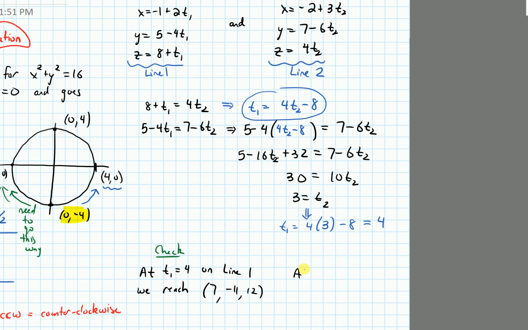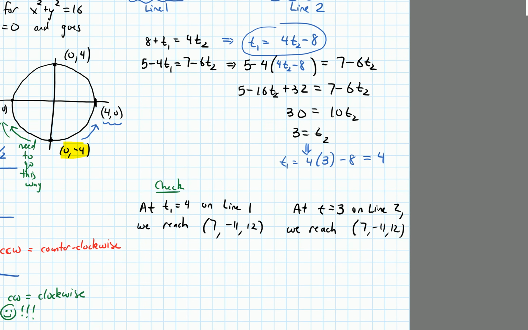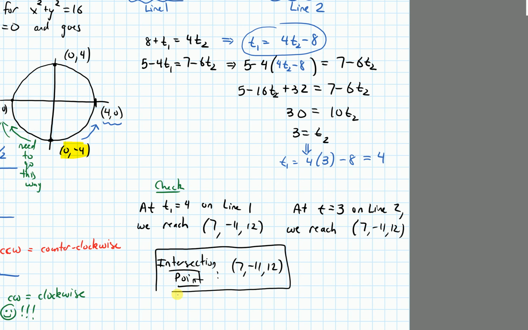Similarly, at t equals 3 on line 2, we reach it turns out the exact same point. If you plug 3 into negative 2 plus 3 times 3, you get 7. And in the other equations, you'll also get negative 11 and 12. So that's good, that's making sense. So we have our intersection point. Our intersection point is 7, negative 11, 12. And that is our answer.